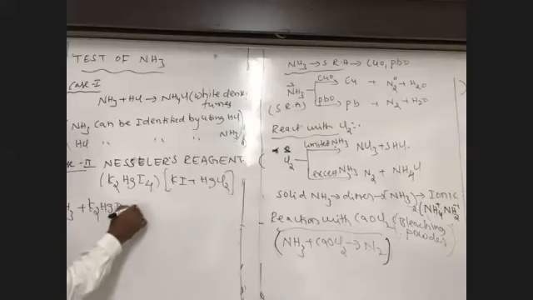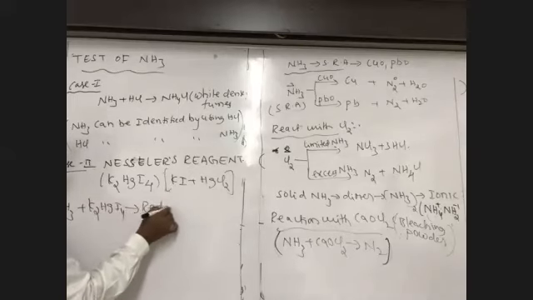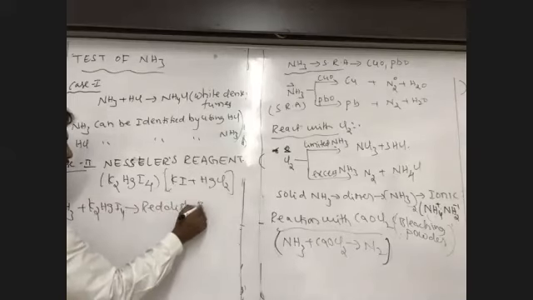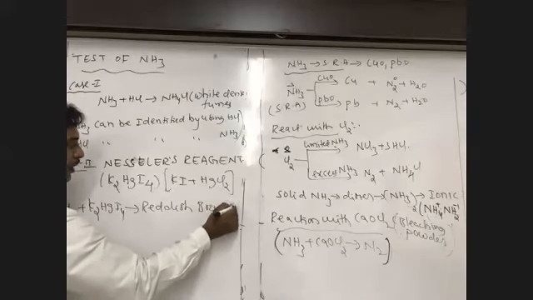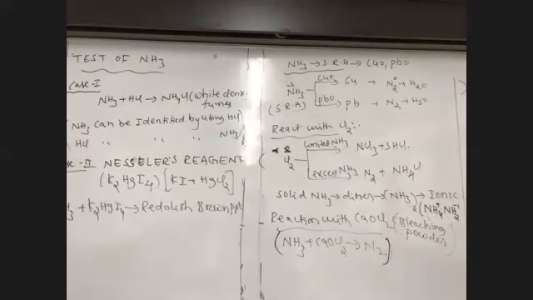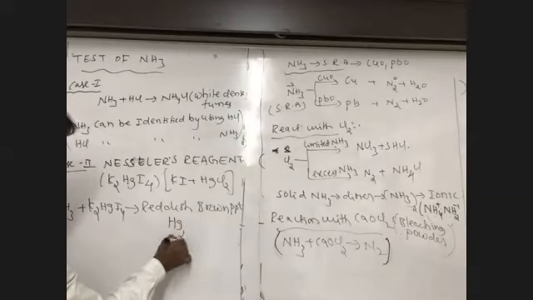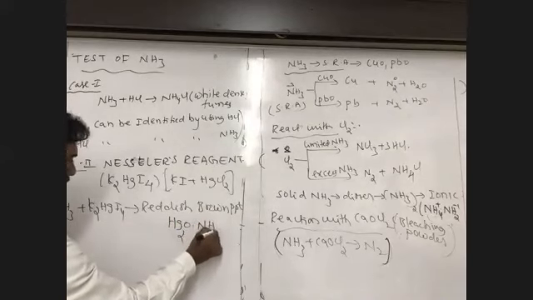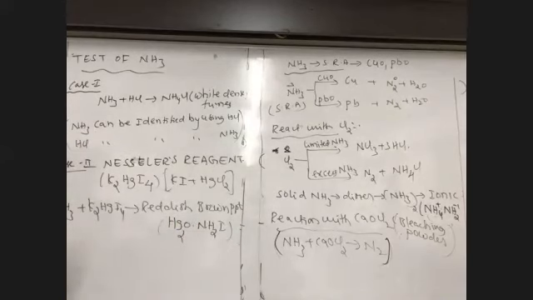It produces a reddish brown colored precipitate. The reddish brown precipitate has the formula Hg2O·NH2I. The formation of the reddish brown precipitate, Hg2O·NH2I, is the indication.